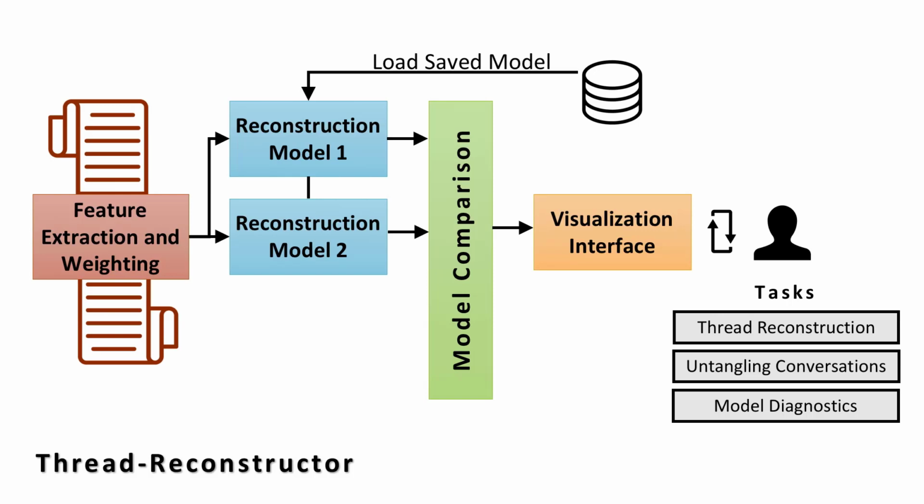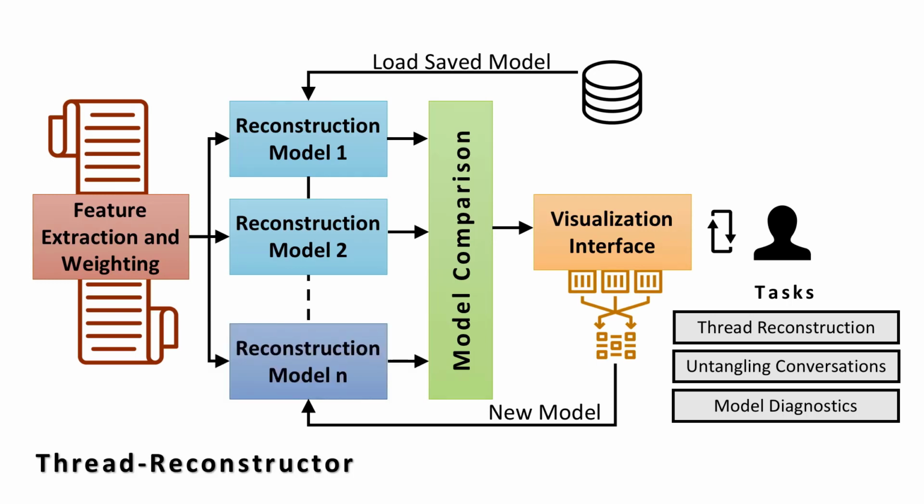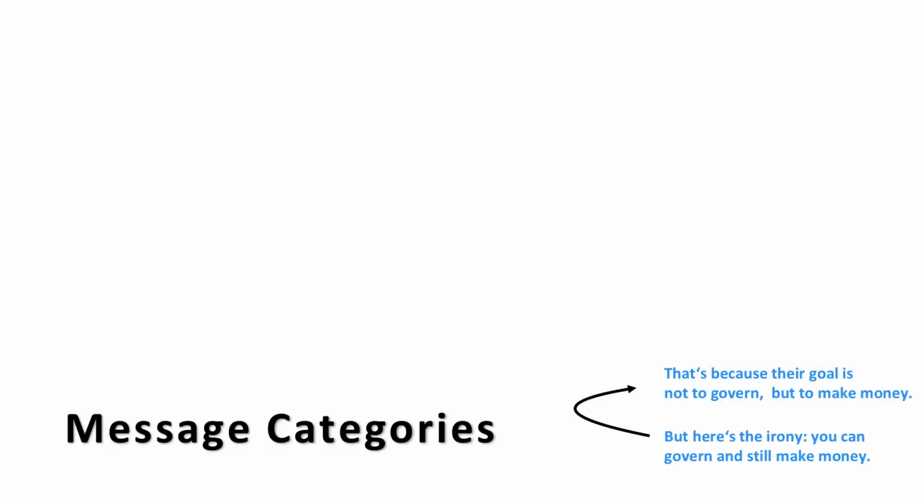During their exploratory analysis, the users can generate new models which are loaded into the workspace. These trigger a new cycle of analysis and can be saved back into the database. Now let's take a look at the different components and start with the feature extraction. We categorize messages into 10 different groups.